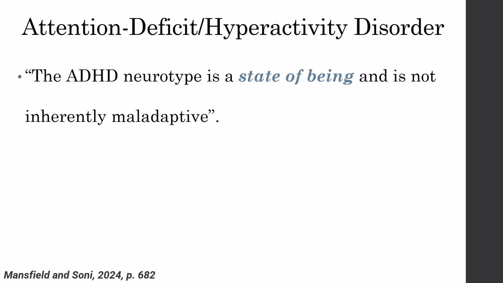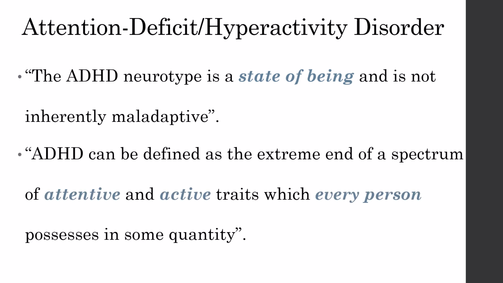I think Mansfield and Sonny have put this most inclusively by simply stating that the ADHD neurotype is simply a state of being. It isn't inherently anything maladaptive. And the symptoms themselves, so ADHD can be defined as the extreme end of a spectrum of either these attentive or active traits, which every person possesses in some quantity.